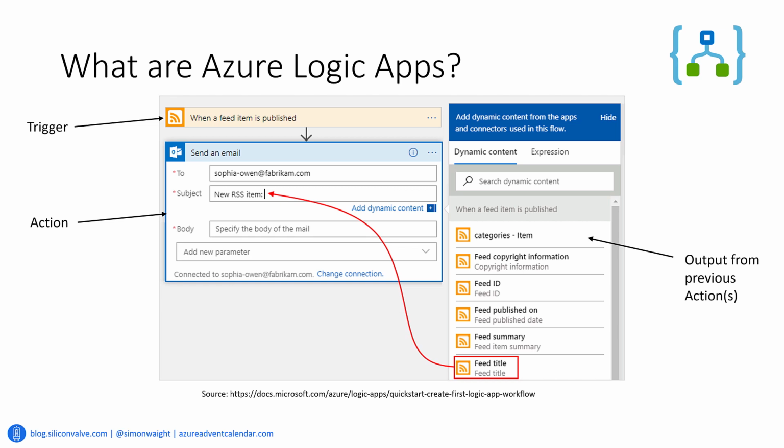This simple screenshot doesn't show the control actions such as the if conditions or the for each or scopes, which can be used to control error handling. We'll talk a little bit more about those later on.